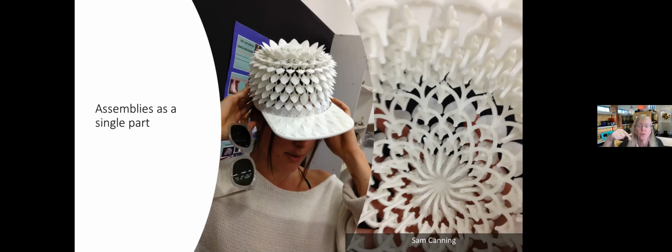There's 250 tiny leaves, and it's all printed in one go. So the peak was taken off and put in the printer above the body of the hat, and it's literally printed within the build space in one go. And that is a completely different way of thinking for product designers. And obviously it's going to have impact on the production line. So to be aware of those capabilities is really key.